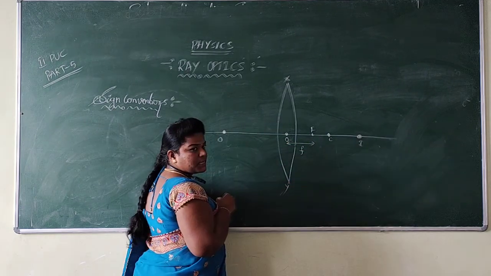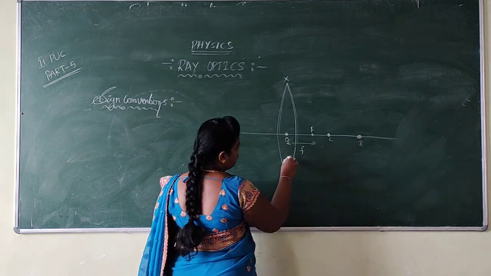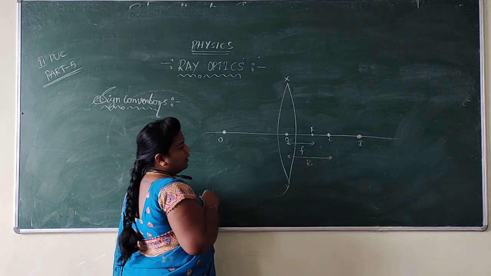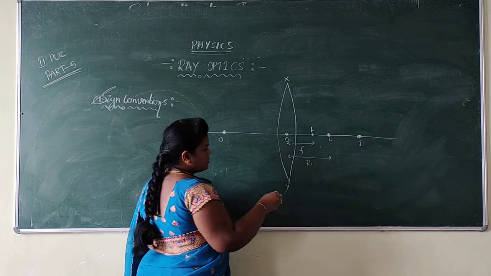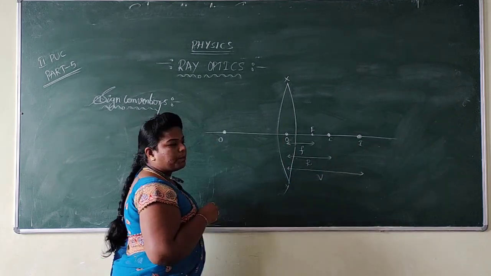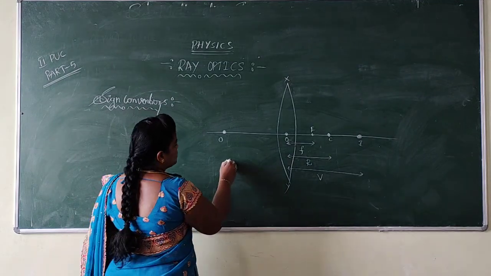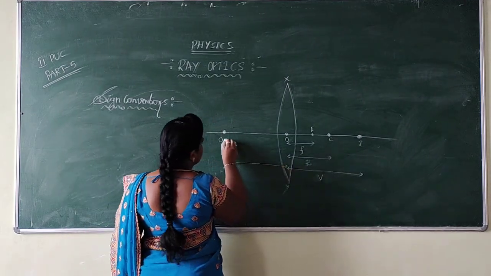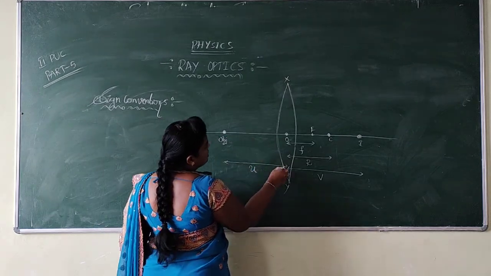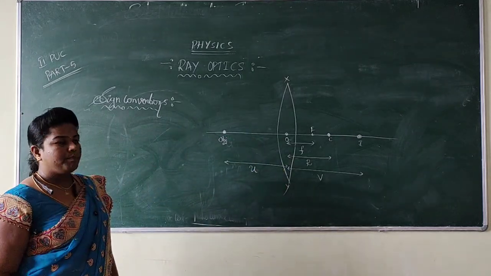Focal length is the distance between optic center and the principal focus. Radius of curvature is the distance between the optic center and the center of curvature. V is the image distance between the optic center and the image. Similarly, the distance between the object and the optic center is U.